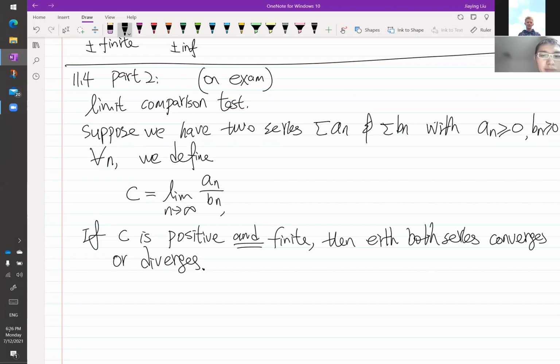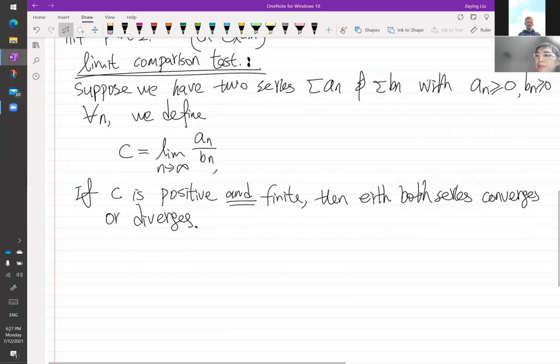So this limit comparison test just says, if you have two series, and the ratio of the terms as n goes to infinity is positive and finite, then both of them will be convergent, or both of them will be divergent. It doesn't tell you exactly whether they're convergent or divergent, but they behave the same way at the same time. That's what this one says.